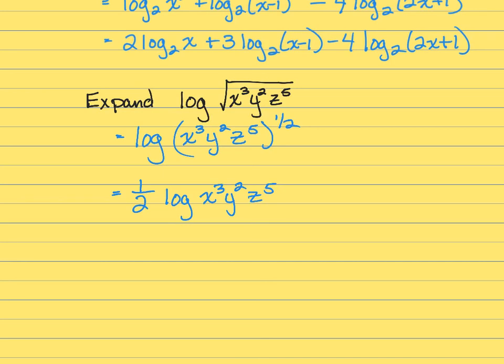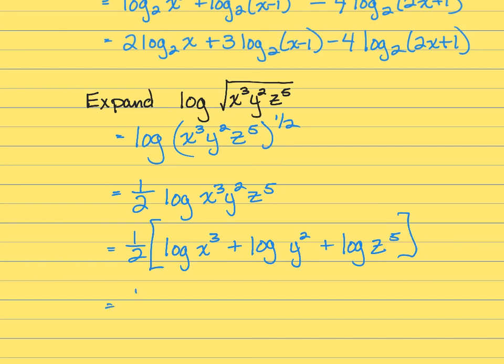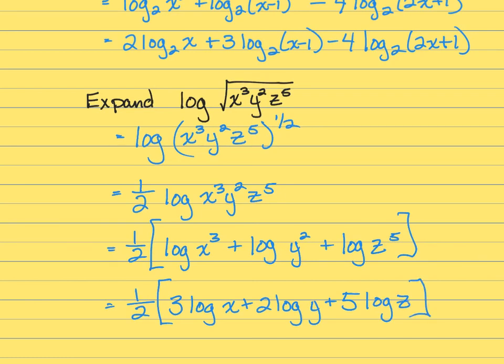Okay, now we can keep expanding, but we're going to put all this in parentheses. It'll be log of x cubed plus log of y squared plus log of z to the 5th. And then finally using the third property again on each of these individual ones, 3 log of x plus 2 log of y plus 5 log of z. And there it is, completely expanded.